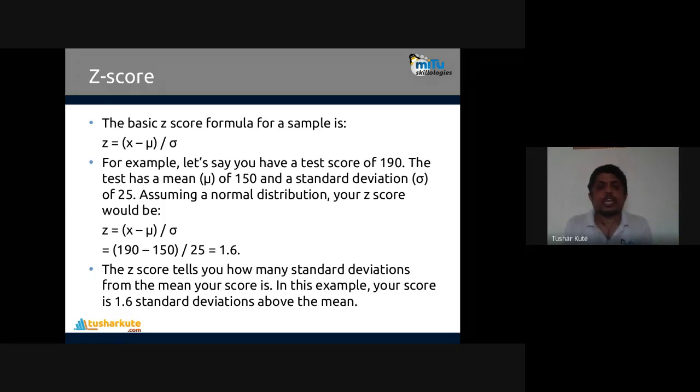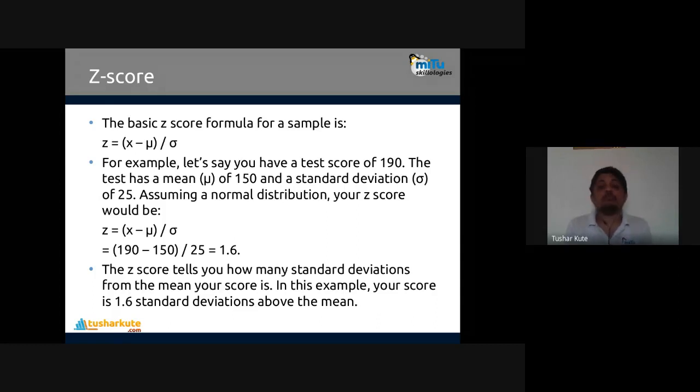For example, let's see how it is calculated here. Let's say you have a test score of 190, and the test has a mean of 150 and a standard deviation of 25. Assuming a normal distribution, your Z score would be Z equal to x minus mu divided by sigma. So 190 is your score, minus 150 is the mean, divided by the standard deviation 25. So the Z score will be 1.6 for this case.